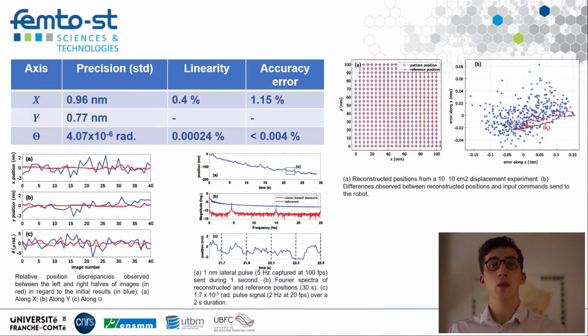This method was tested with different experiments that showed nanometric resolution over a large range of displacements. As presented in this table, the static performances of the method are below 1 nanometer in both directions, and the angular resolution is proved to be around 4 microradians. The method was also tested with a nanometric stage and proved to be able to retrieve square signals of 1 nanometer sent to the actuator.